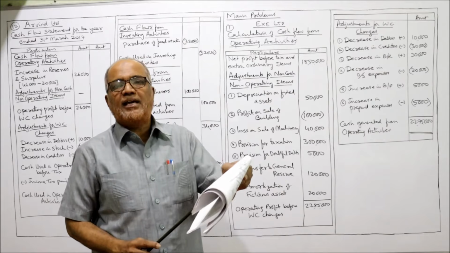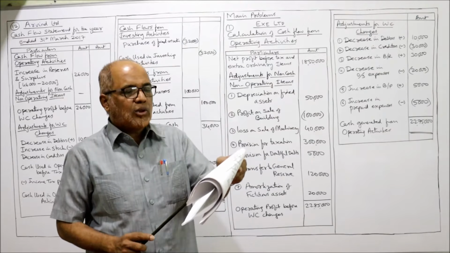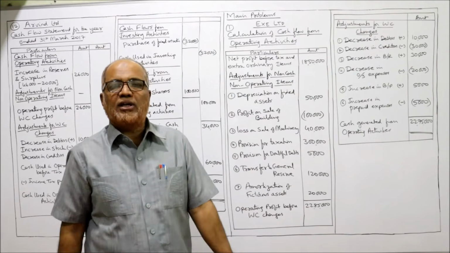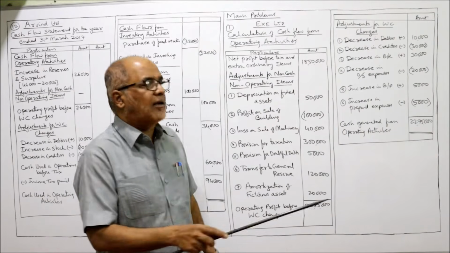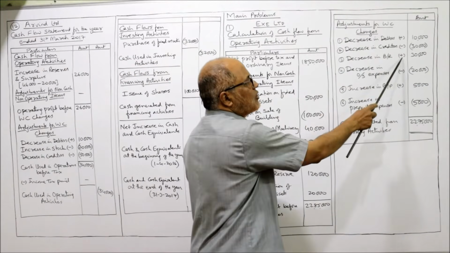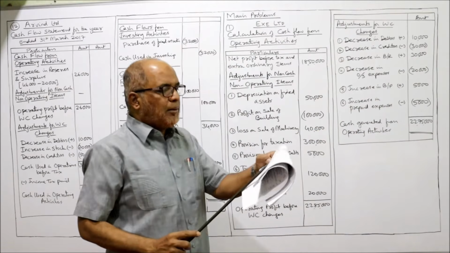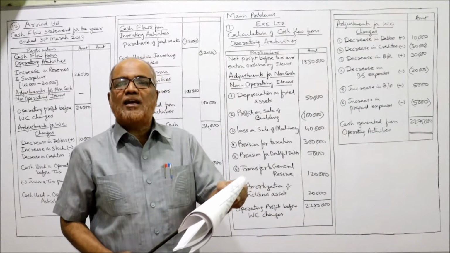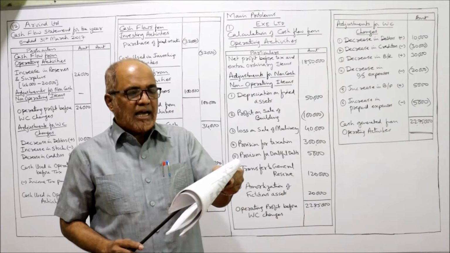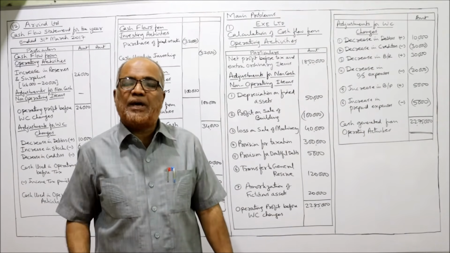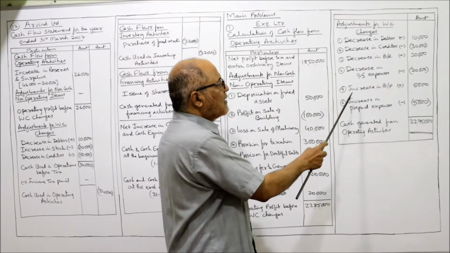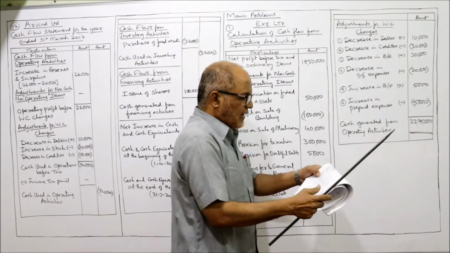Bills receivable is a current asset. Last year 70, current year 40. Decrease in bills receivable is added, so plus 30,000. Then bills payable is a current liability. Last year 30, current year 35. Increase in bills payable is added, 5,000.